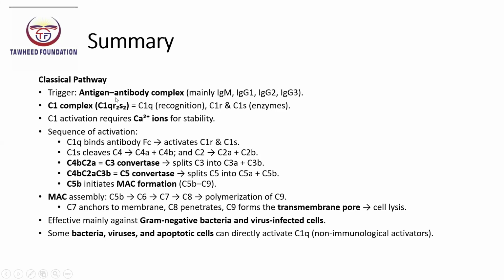Classical pathway trigger is the antigen-antibody complex, mainly IgM, IgG1, IgG2, and IgG3. C1 complex equals C1q recognition as well as C1r and C1s, which together form the enzyme. C1 activation requires Ca2+ ions for stability. Sequence of activation leads to MAC assembly, effective mainly against gram-negative bacteria and virus-infected cells. Some bacteria, viruses, and apoptotic cells can directly activate C1q as non-immunological activators.